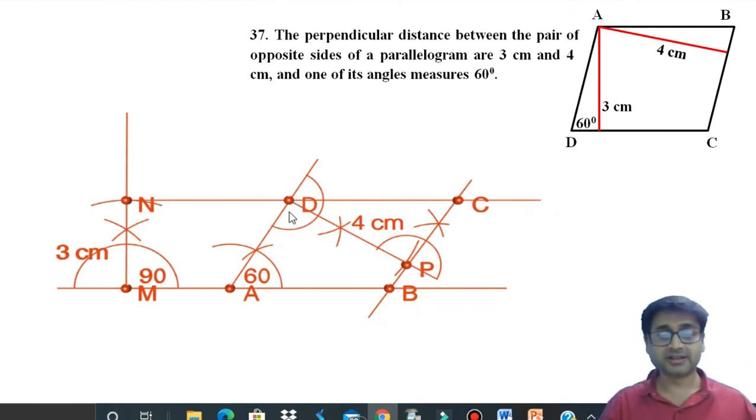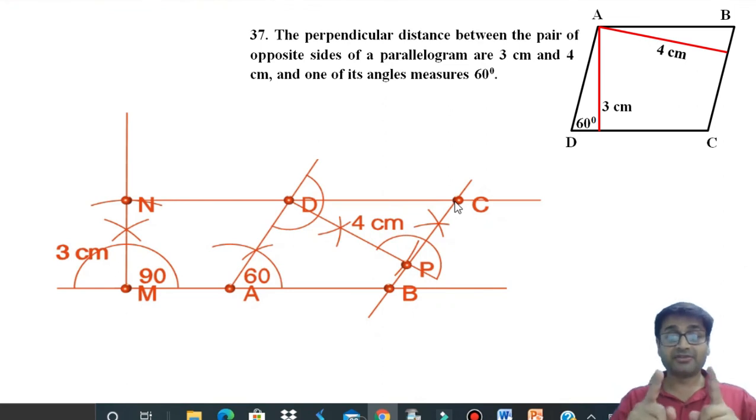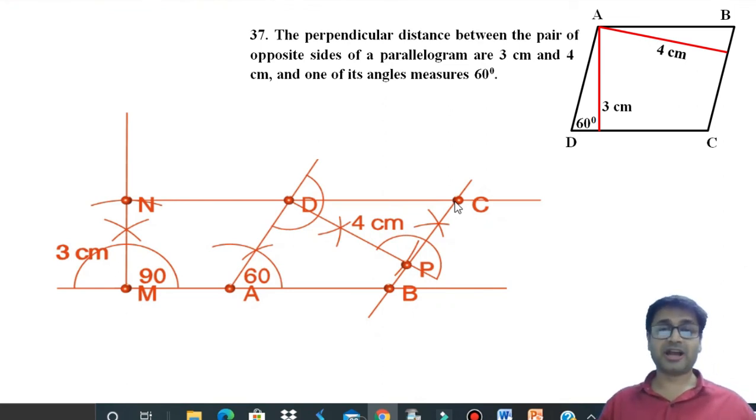Let's understand it once again. This is DC and AB. The height is 3, that is the distance, and AD and BC, the height is 4. This second part is very important. First part 60 everyone gets, 90 most of you can get, and point D till your maximum people reach. But getting this 4 is very important. So first 90 from this, cutting at 4, and again 90 here. Wherever they intersect becomes your B and C, and that's what becomes your parallelogram ABCD.